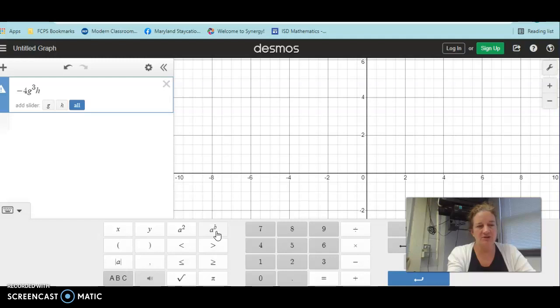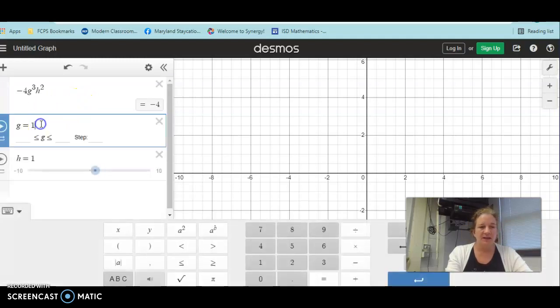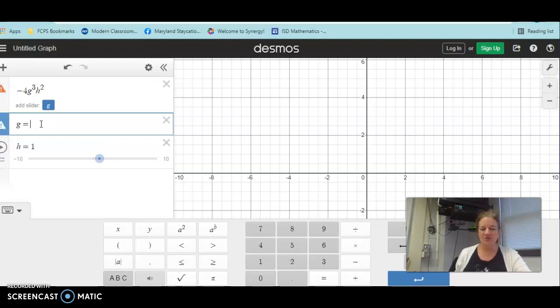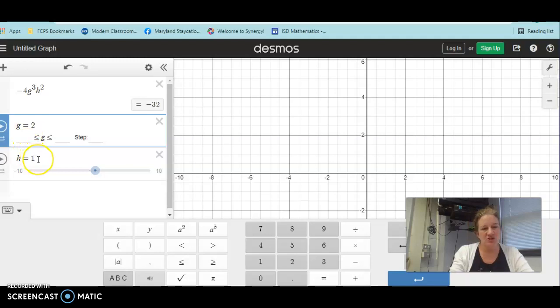And I'm going to click my H, and I want my H to be squared. So I can either click the A squared button and put the 2 on it, or I can click the AB and put a 2. Now these are my sliders, and what it's allowing me to do is put a value in for G and a value in for H. So I'm going to click the All button, and G isn't 1. That's not what they told me. They told me G was 2. So I'm going to change that 1 to a 2.